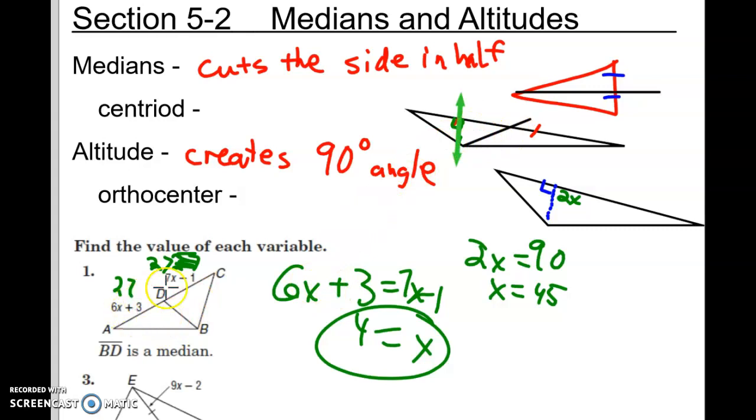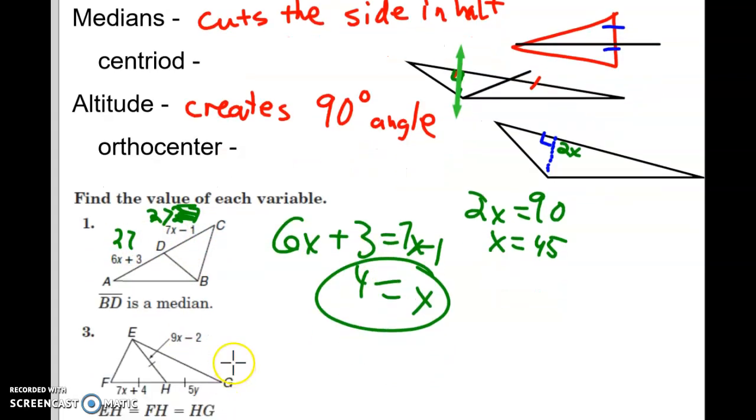So look over here, we have a median. It says BD is a median. So you take 6x plus 3 and set it equal to 7x minus 1. You get x equals 4. When you plug it in, you get 27 and 27. So you can find all the components.